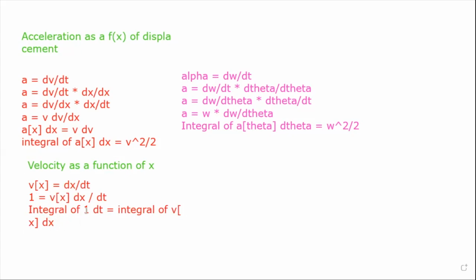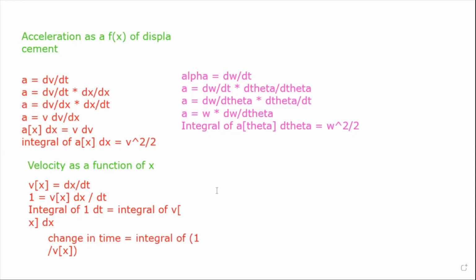Notice how this integral of 1 dt is just going to give us the change in time. Sorry, my bad, because remember we have to take the reciprocal. It's going to be the integral of 1 over v of x.